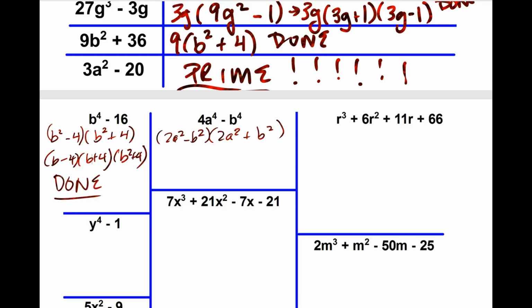Is this a difference of squares? Well, 2 is not a perfect square. So it's not the difference of squares. Well, a squared and b squared are, but it has to be together. 2a squared is not the difference of squares, so we are D-O-N-E.